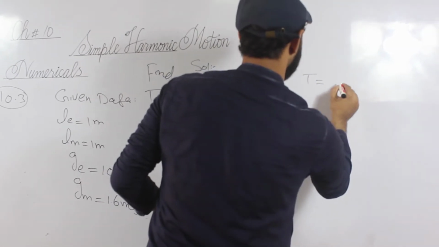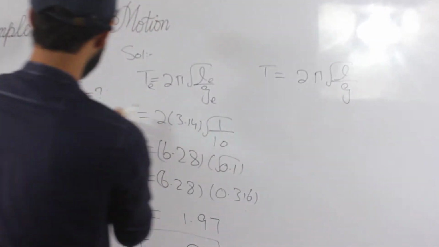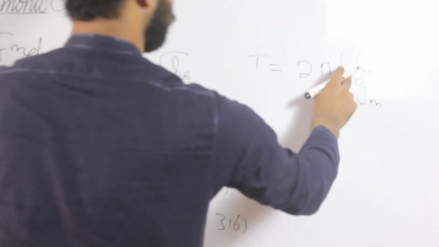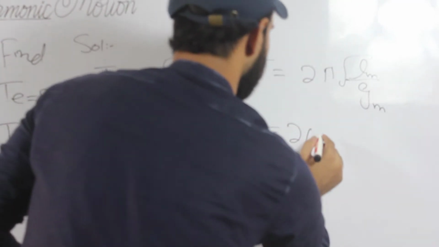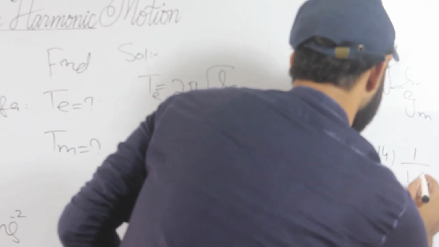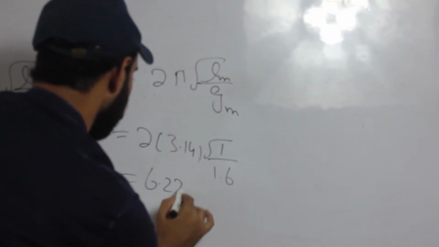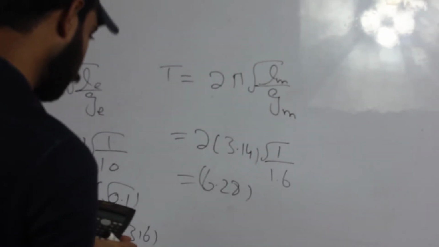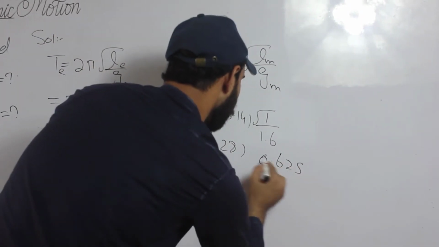Again apply the same formula, T is equal to 2 pi square root of L over g. For the time period on the moon, place M here, and also the length on the moon and the value of g on the surface of the moon. Again 2 as it is, the value of pi is 3.14, 1 over the value of g on the surface of the moon, which is 1.6. So we get 6.28 and here we will get 0.625.